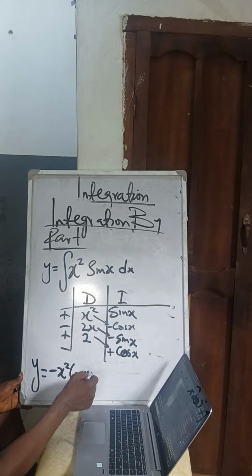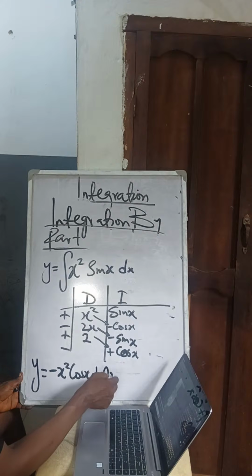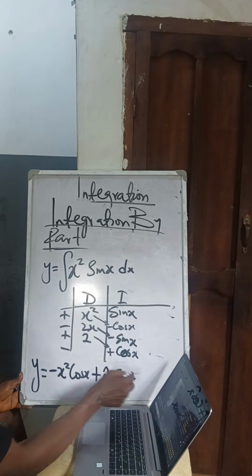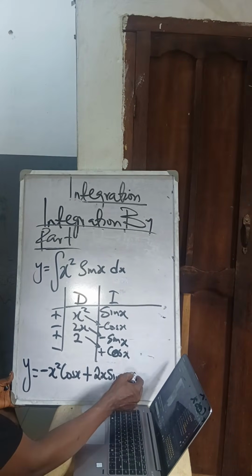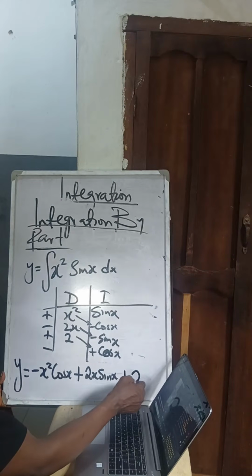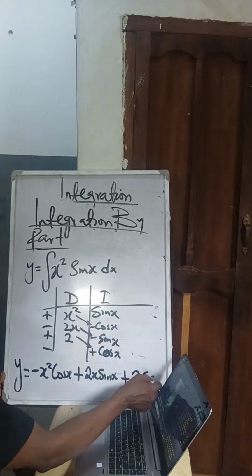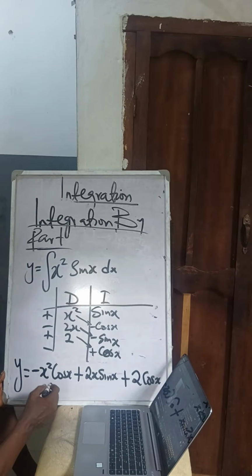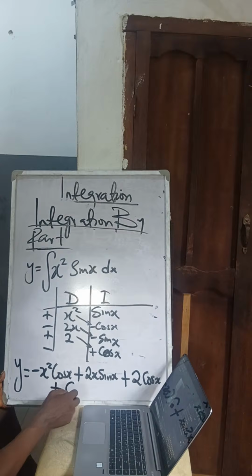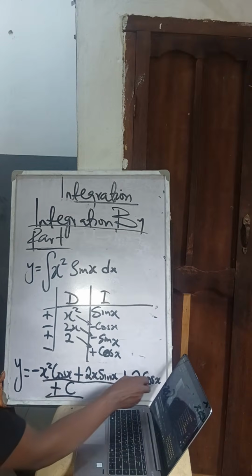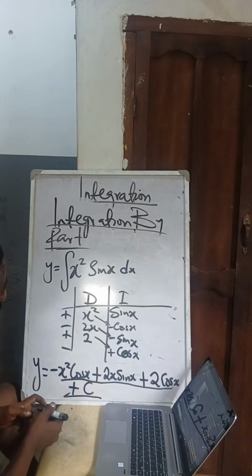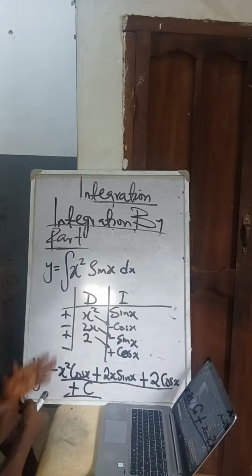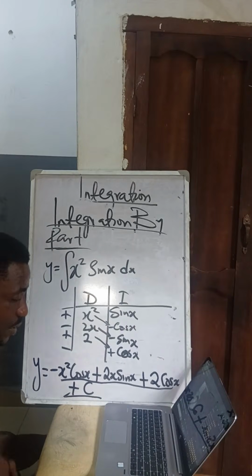Minus times minus is plus, plus 2x sine x, plus times plus is plus, plus 2 cos x, then plus c. That is your final solution. This is called the DI method. Okay? It's called the DI method. If you don't understand, say I don't understand. We run it again.